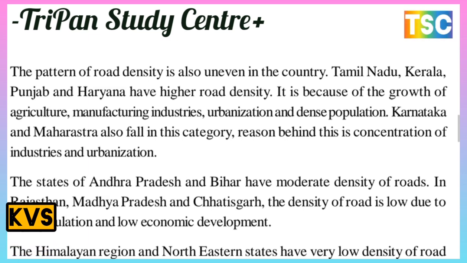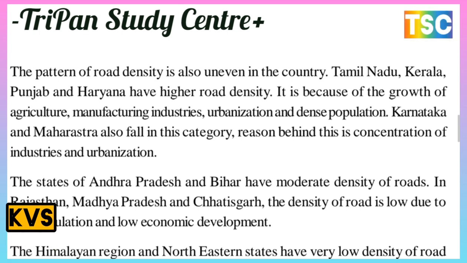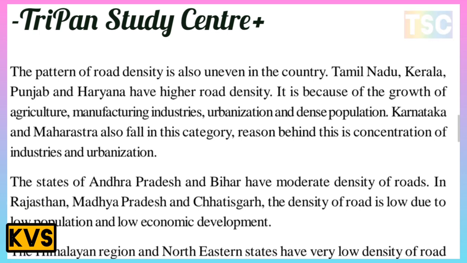Tamil Nadu, Kerala, Punjab and Haryana have a high road density. It is because of the growth of agriculture, manufacturing industries, urbanization and dense population. Karnataka and Maharashtra also fall in this category. The reason behind this is the concentration of industry and urbanization here. There are important words here, industrialization and urbanization. There are Tamil Nadu, Kerala, Punjab, Haryana, and most importantly also Karnataka and Maharashtra in this category.